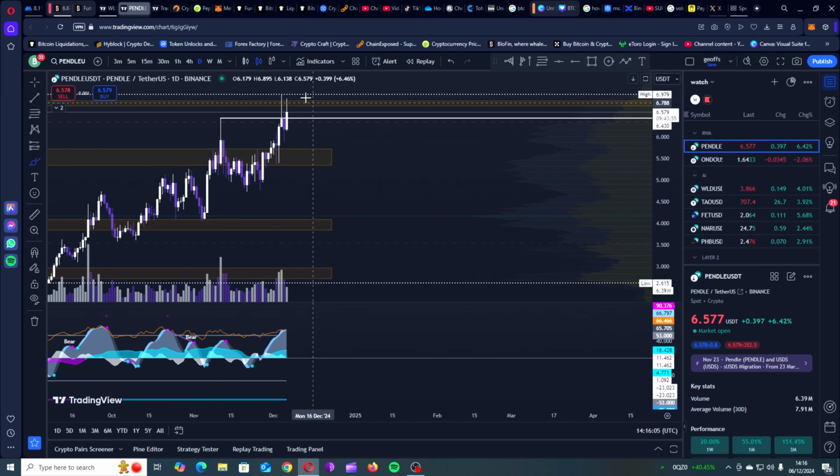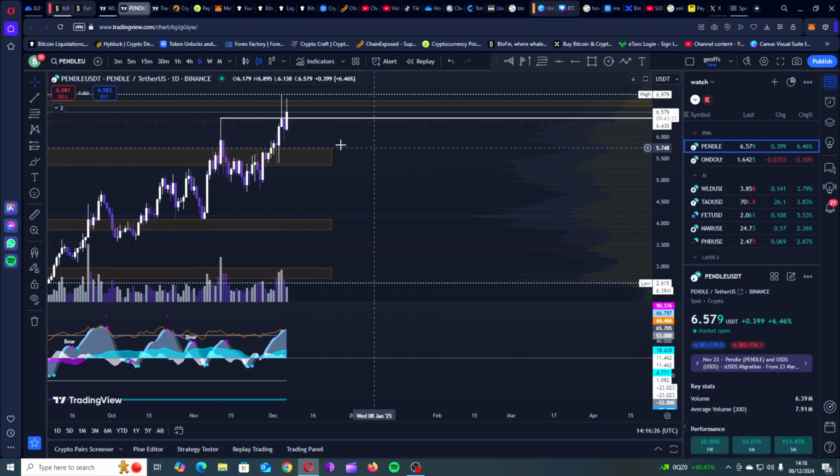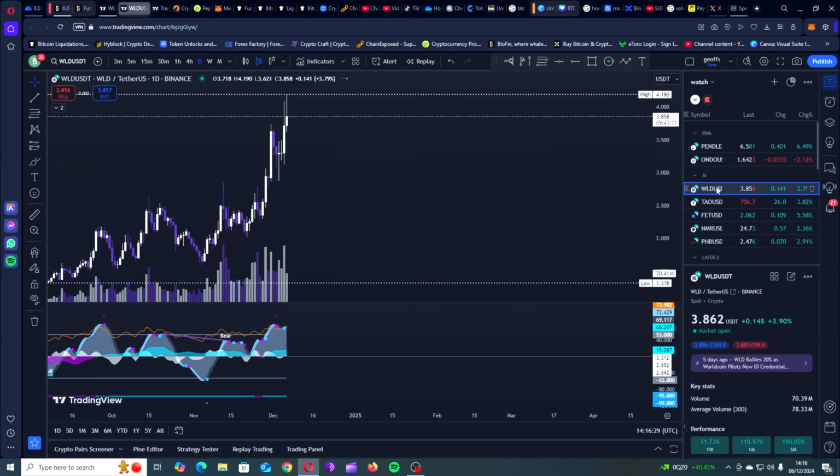Pendle, clearly see we're in that high level resistance zone, getting rejected. We got rejected once, we're getting rejected twice. Fibs from the initial move up to where we are now. Tag that golden pocket. Could be coming back down to tag it again, and it will align up with this level here. So keep your eye on Pendle.